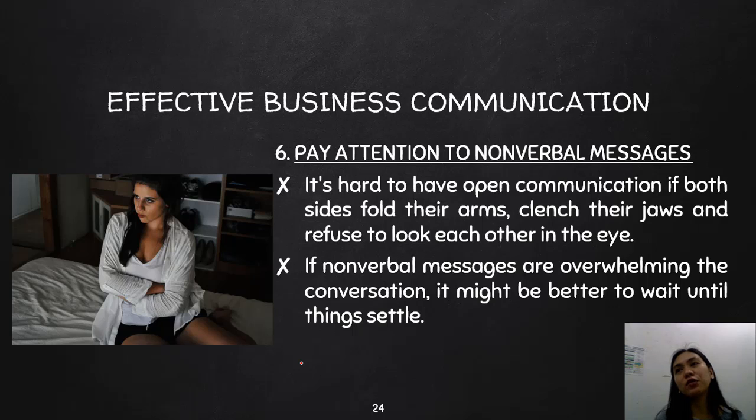So the same is true with, for example, your girlfriends or boyfriends. This is especially true when it comes to girls, because most girls are emotional by nature. So if something is wrong, usually they don't tell their partners, but they just give nonverbal messages like that. For example, the one that says here, whenever they fold their arms or their jaws are clenching, or if they don't want to look at the other person. So, as it says here, it's better to wait for things to settle before continuing the communication.